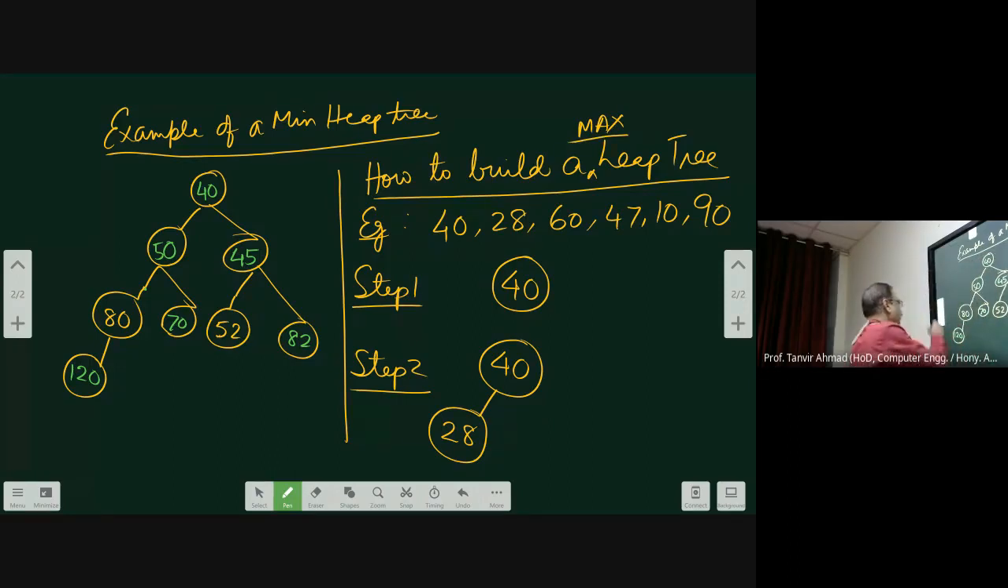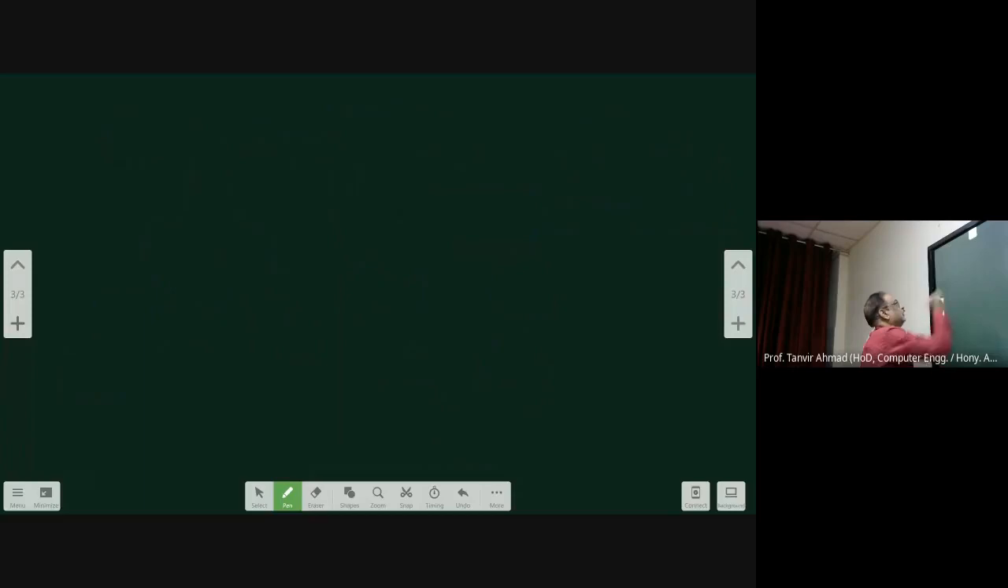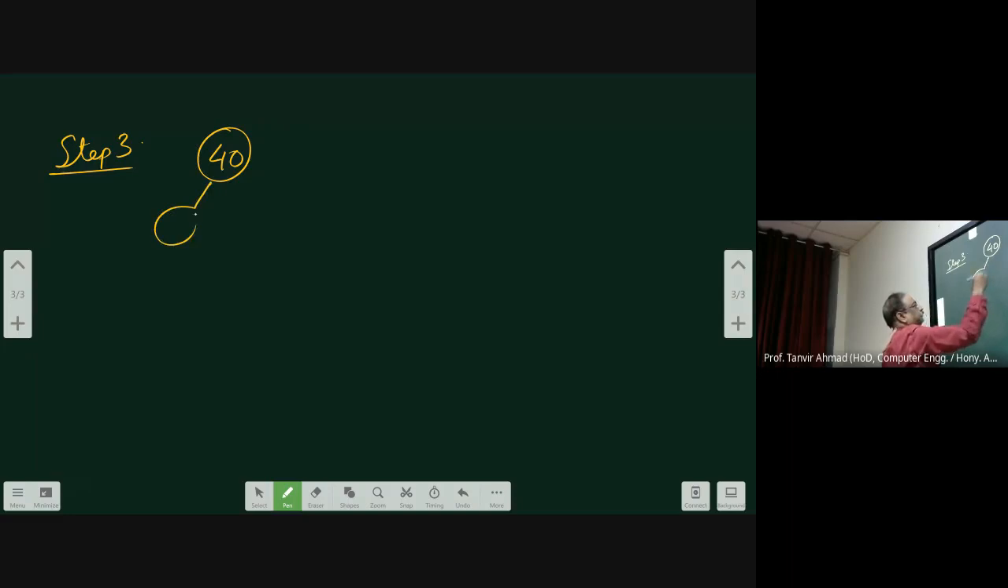Now, come to the step number 3. I will have 60. That means step 3. You had this. And you have to now insert 60. Now, to insert 60, you have only one way, and this you are going to insert.